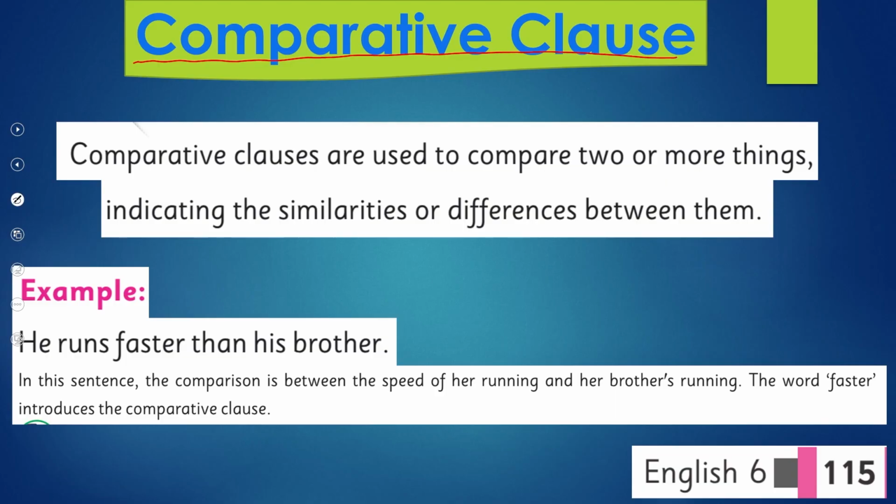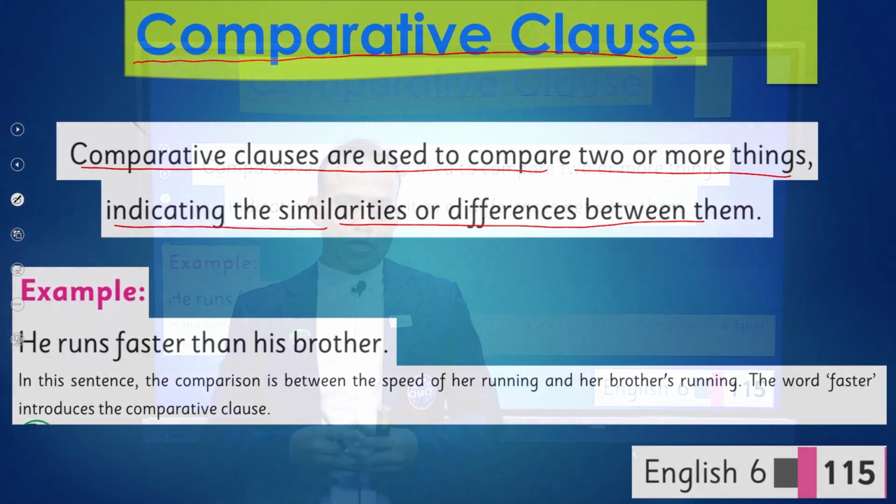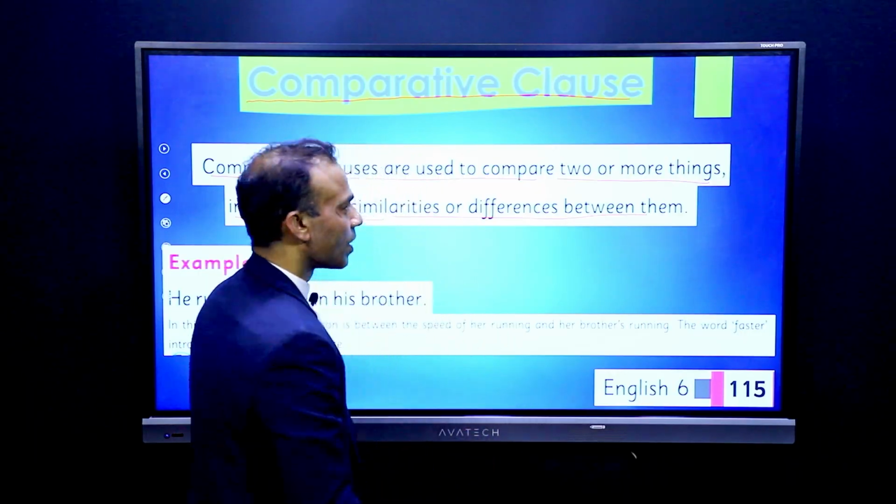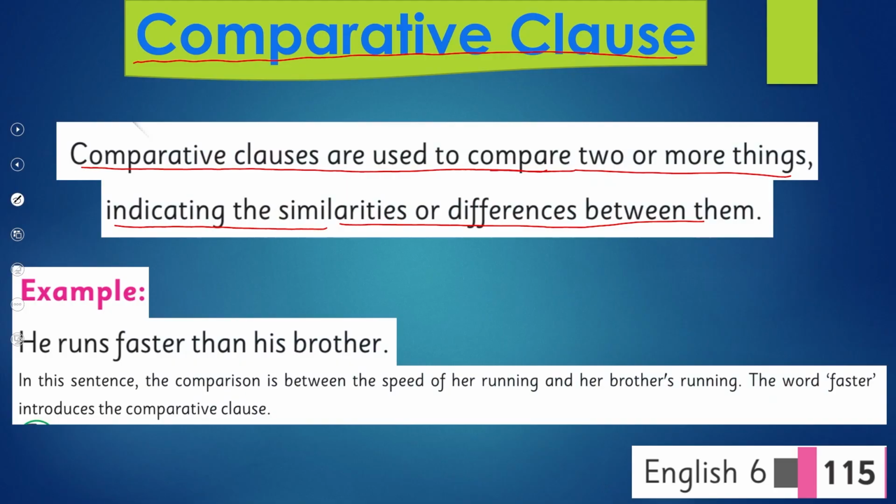Comparative clause. Comparative clauses are used to compare two or more things, indicating the similarities or differences between them. As the name of this clause shows, this clause basically compares two things. Example: he runs faster than his brother.